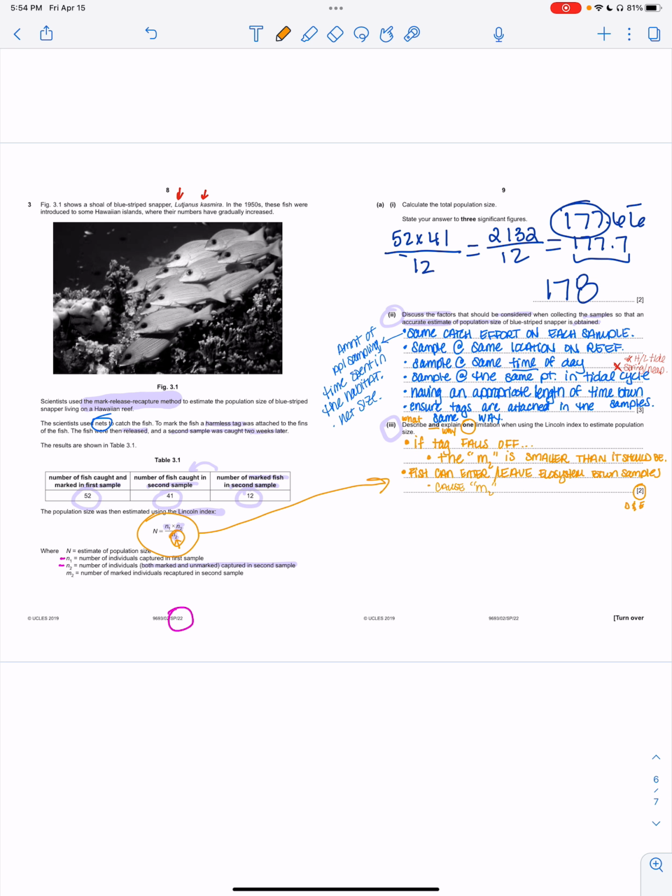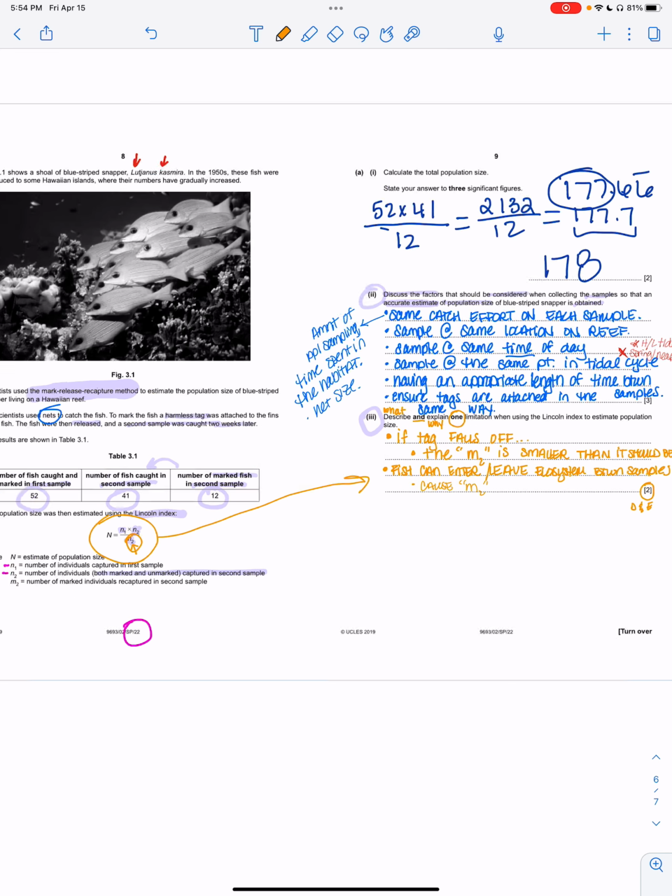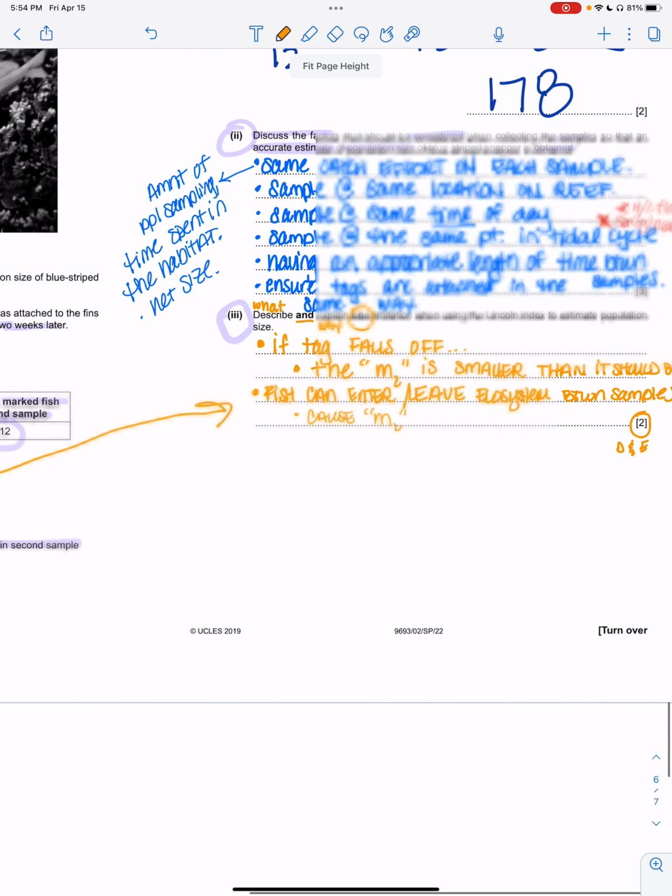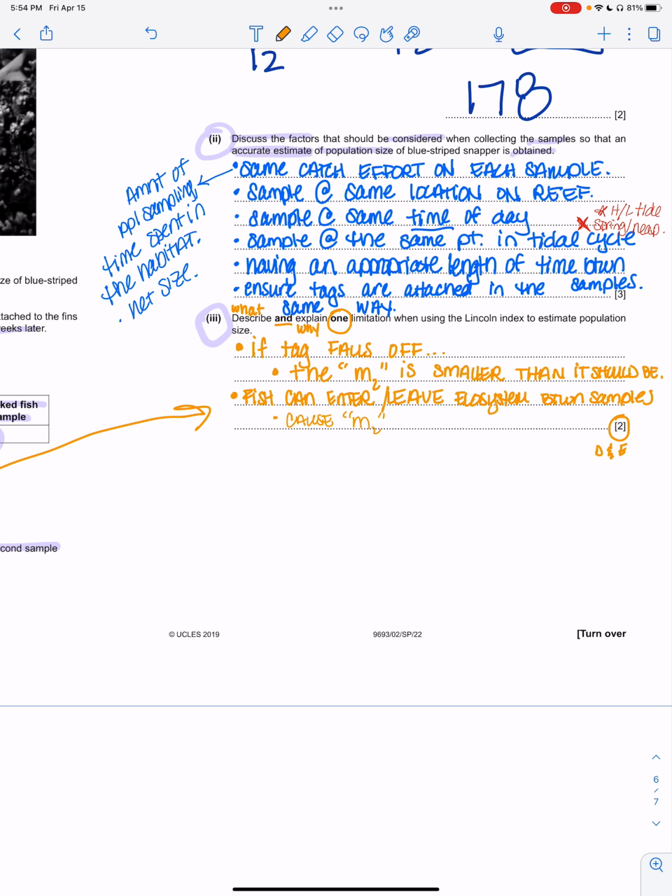If they leave, or if they are coming in, it could make the second sample, just the total, your N2, the total in that second sample. You have more coming in the second time you go out, it could make that seem larger. But that depends on if you're saying entering or leaving. You wouldn't say both of these. You would need to choose one or the other. So it could cause the M2, or even the N2.